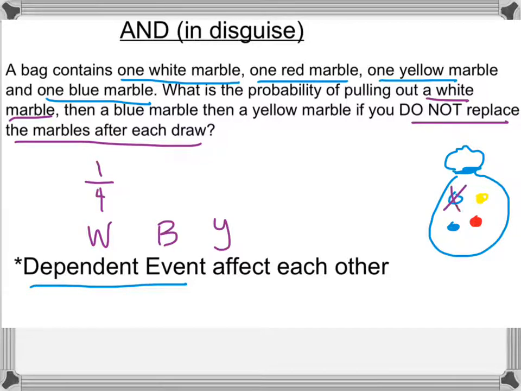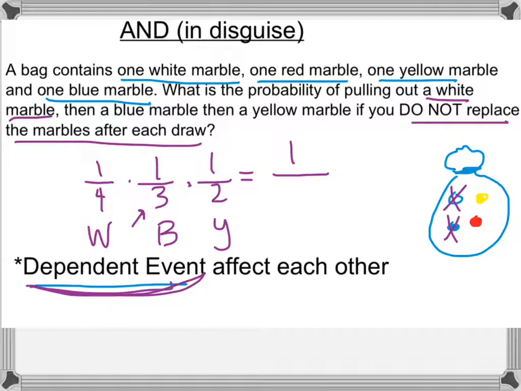So that one's gone. You assume that the white one's been pulled out. Now when you pull the blue one out, there's only 3 marbles left to pull out. Okay? And one of them is blue. Alright? So notice that the denominator changes. That's because these events are dependent, because you're not replacing them after you do that. Alright? And then you assume that you pull the blue one, and the probability of pulling a yellow, now there's only 2 left, and one of them is yellow. So again, your denominator changes.